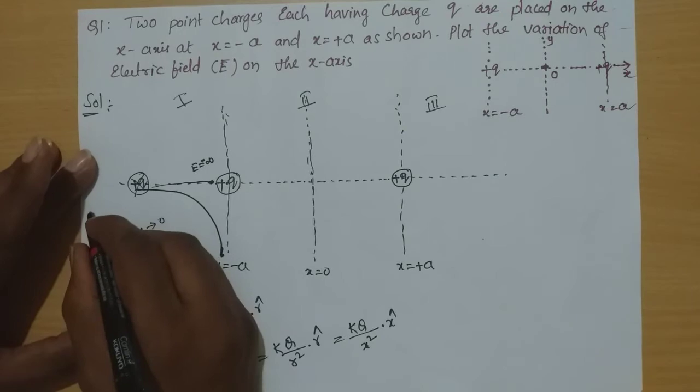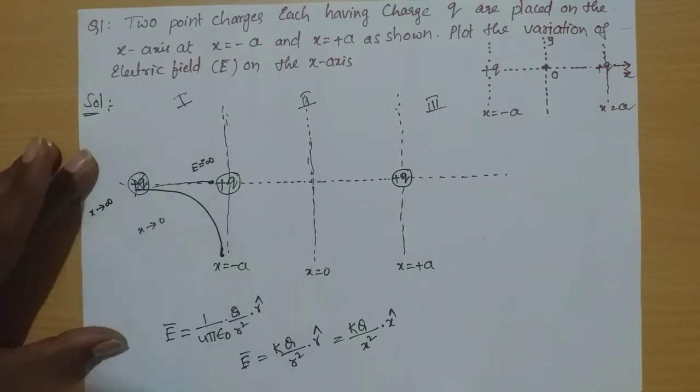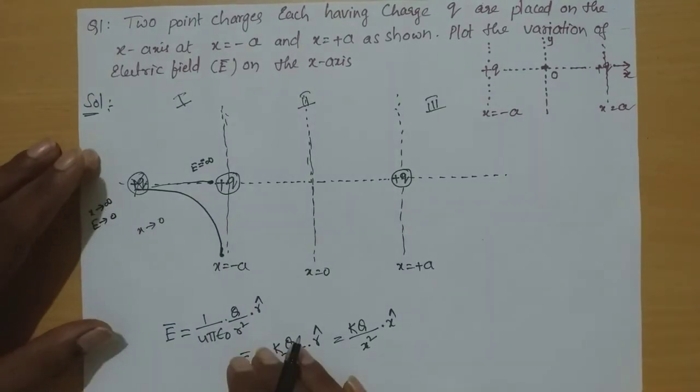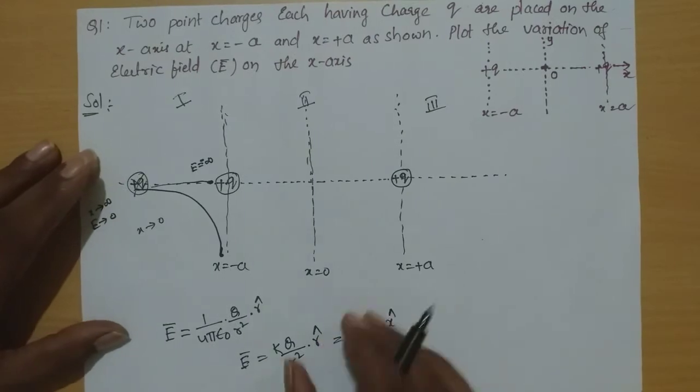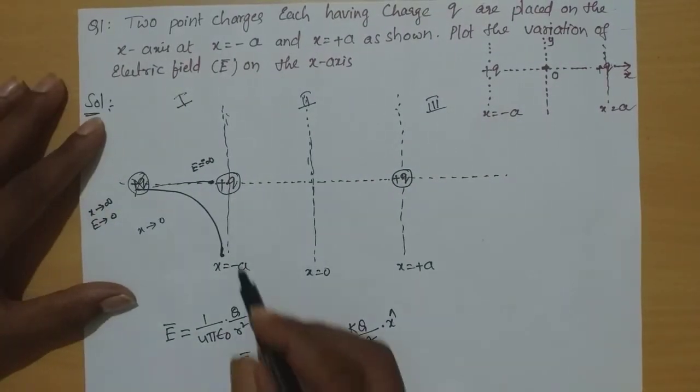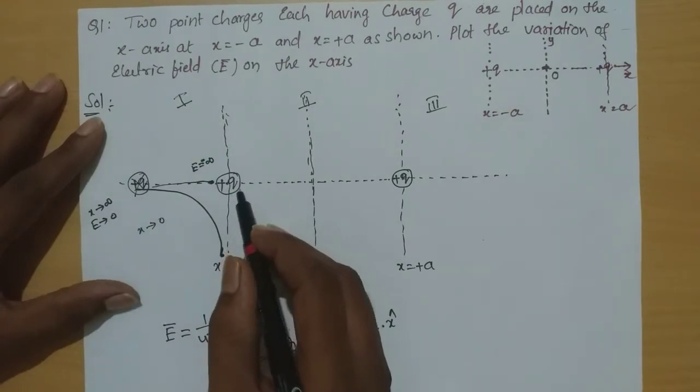Where it will become 0 means whenever x tends to infinity, as x increases, E tends to 0. Okay, this side, the first region is completed. Now come to see the second region. In the second region, what will happen?